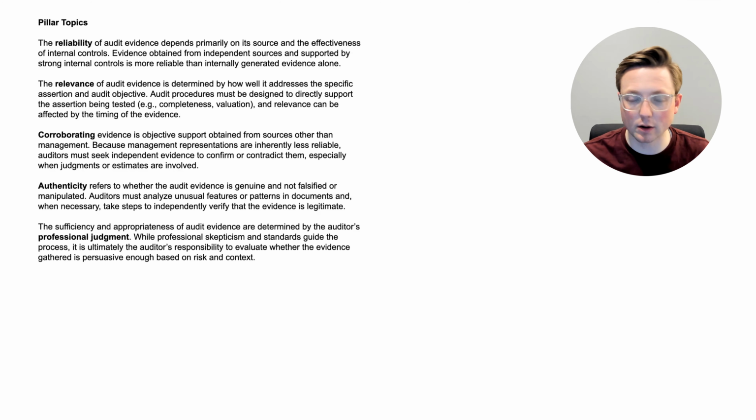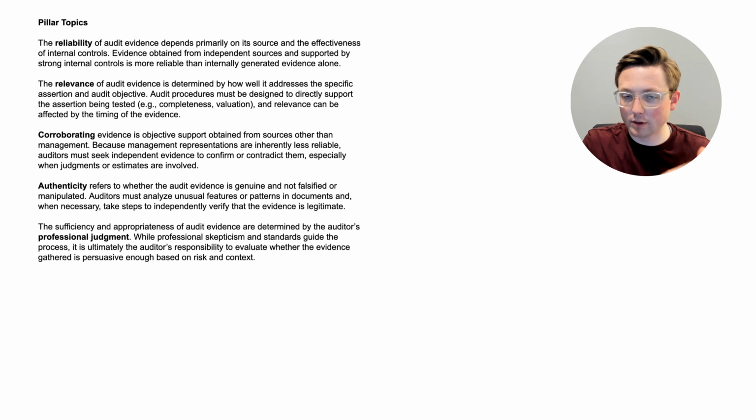Now let's talk about the next one. Corroborating evidence is objective support obtained from sources other than management. Because management representations are inherently less reliable, auditors must seek independent evidence to confirm or contradict them, especially when judgments or estimates are involved. Now let's talk about the next one. Authenticity refers to whether the audit evidence is genuine and not falsified or manipulated. Auditors must analyze unusual features or patterns in documents and, when necessary, take steps to independently verify that the evidence is legitimate. And then finally, the sufficiency and appropriateness of audit evidence are determined by the auditor's professional judgment.